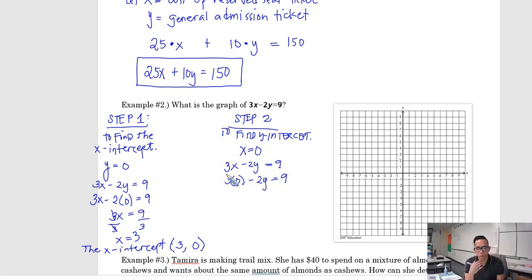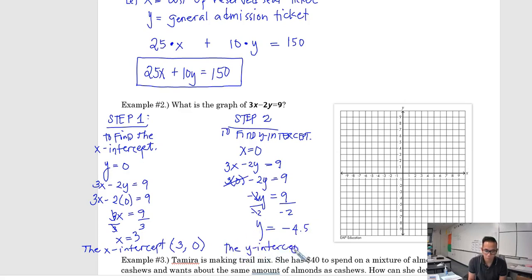The question there is, Mr., is it always equal to 0 for x and then equal 0 for y? Yes, because you are looking for the intercept of both x and y. So of course this will be cancelled here. It will give you 0. So you have negative 2y is equal to 9. Divide both sides by negative 2. So y is equal to negative 9 over 2, or negative 4.5. Thus the y-intercept is 0 and then negative 4.5.